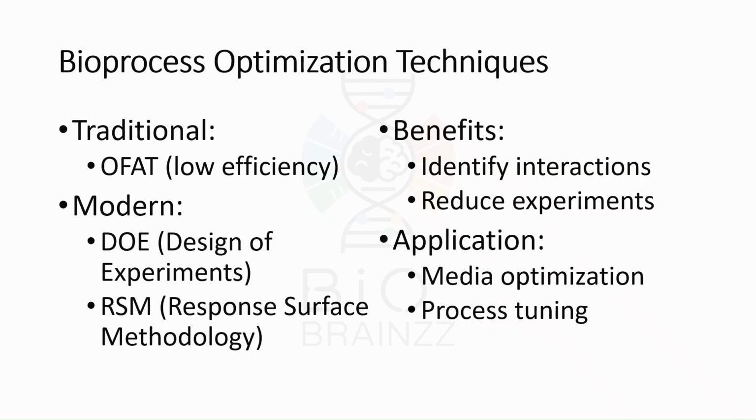Optimization is done to improve yield and efficiency. Traditional methods like OFAT are simple but less effective. Modern methods like DOE and RSM allow studying multiple factors together. These methods save time and give better results.